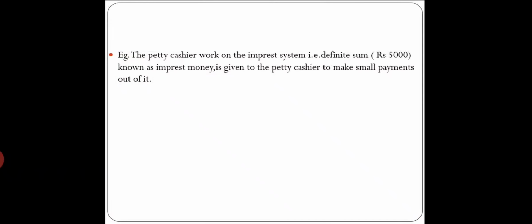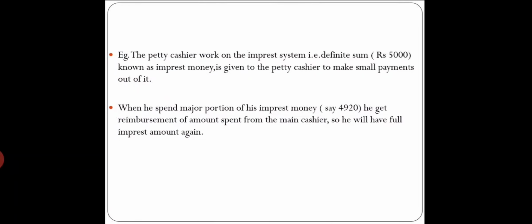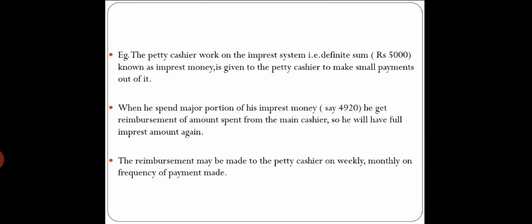For example, the petty cashier works on the imprest system. A definite sum known as imprest money is given to the petty cashier to make small payments out of it. When he has spent a major proportion of his imprest money, he gets reimbursement of the amount spent from the main cashier, so he will again have the full imprest amount. The reimbursement may be made to the petty cashier weekly or monthly, depending on the frequency of payments made.